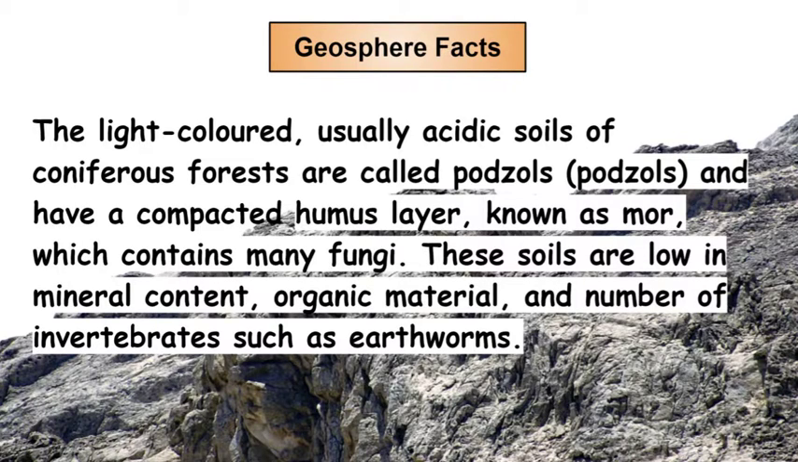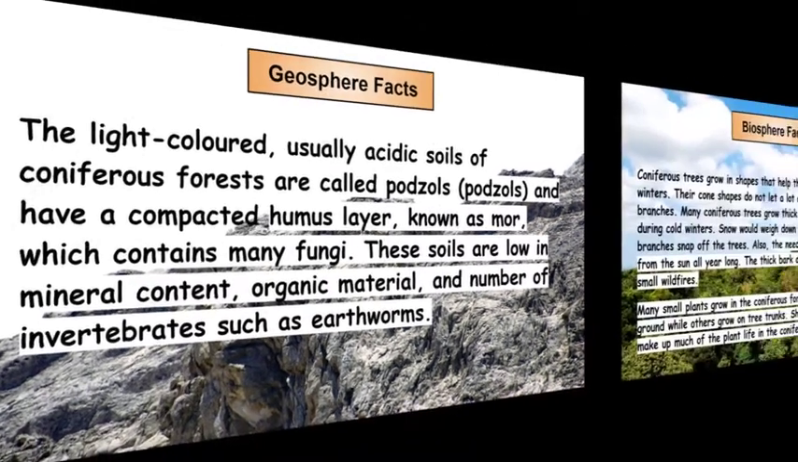Geosphere facts. The light-colored, usually acidic soils of coniferous forests are called podzols. They have a compacted humus layer known as mor, which contains many fungi. These soils are low in mineral content, organic material, and number of invertebrates such as earthworms.